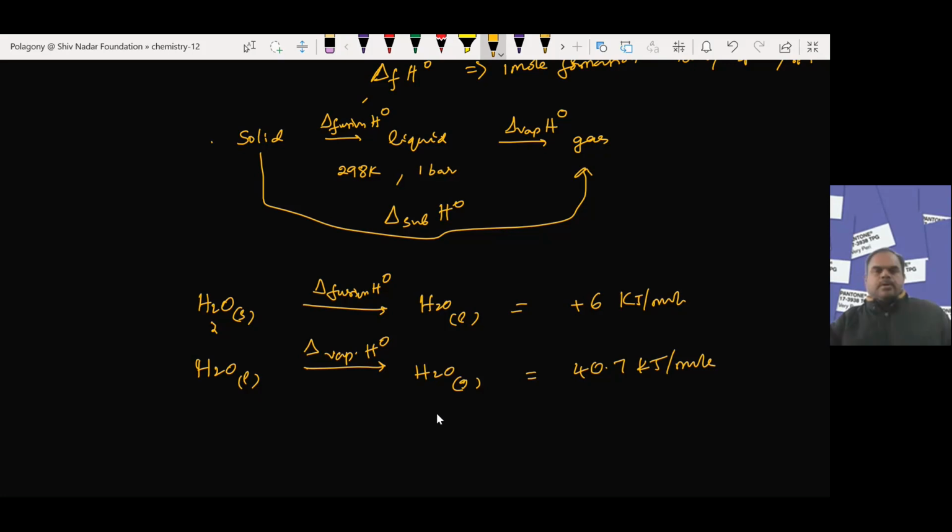And if you want to change solid directly to gas, which is said to be sublimation, the standard enthalpy of sublimation is equal to the enthalpy change of fusion plus the enthalpy change of vaporization. The sum of these standard enthalpy changes of fusion and vaporization is equal to the standard enthalpy of sublimation of water.